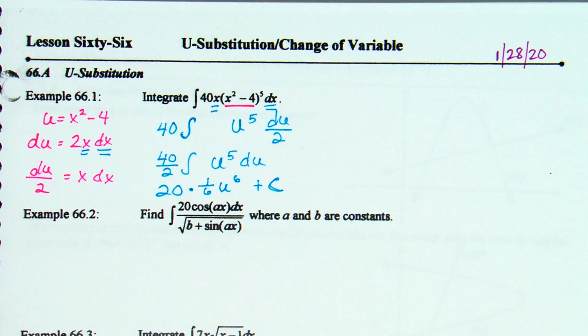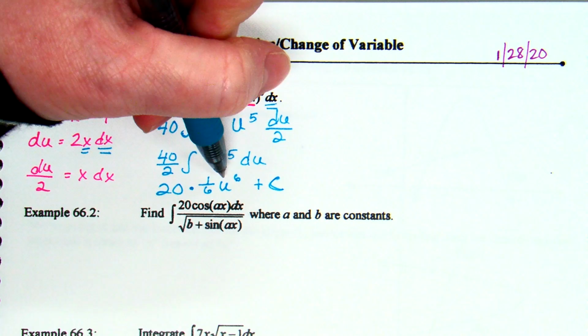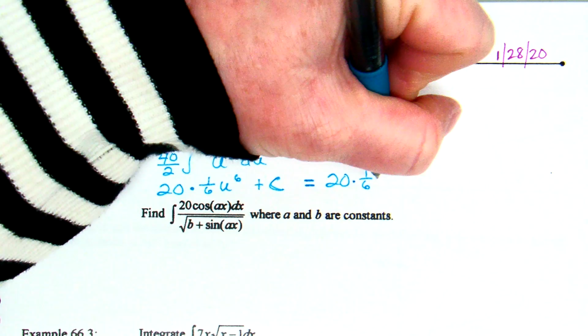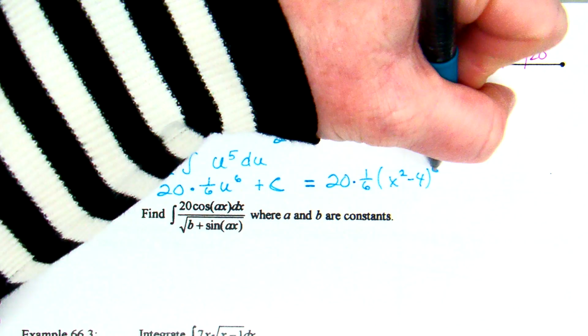And then my goal is to just kind of clean it up here at the end. And did we start with u's originally? No, so we don't want to end with u's. Meaning, can I replace u with whatever it was originally? Yeah, u was x squared minus 4. So this is 20 times 1/6. Now it's u to the 6th, so my u is now going to be x squared minus 4 to the 6th plus c.